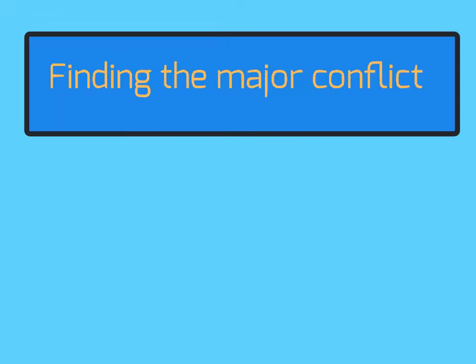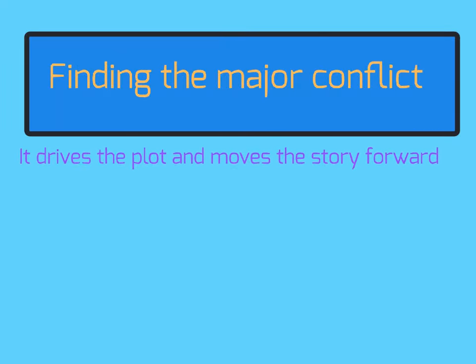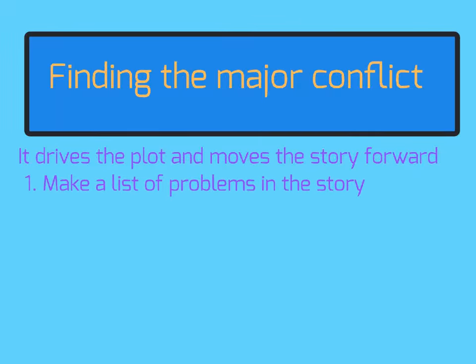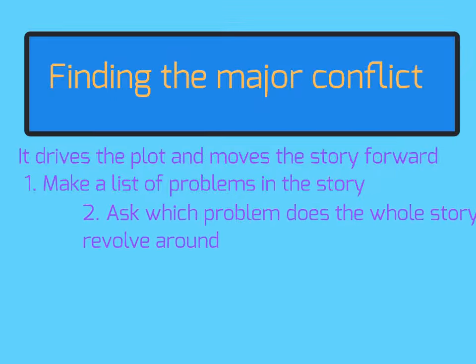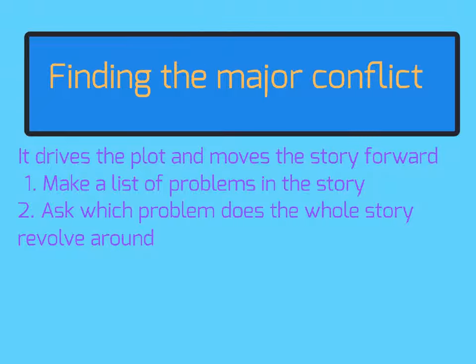And finally, finding the major conflict. Remember, it's important because it drives the plot of the story and moves that story forward. It's what keeps it going. And the steps involved in doing that is first I need to make a list of all the different problems in the story. Once I have that list, I can ask, which problem does the whole story revolve around? And once I've figured that out, I can then decide what type of conflict is that problem, person versus person, and so on. Hopefully those steps and those things will help you in determining the major conflict of a story or movie.